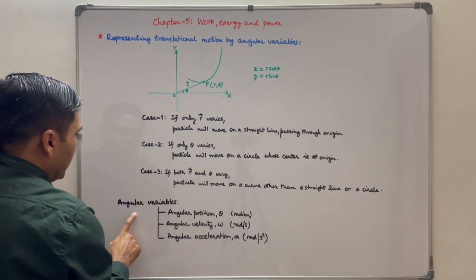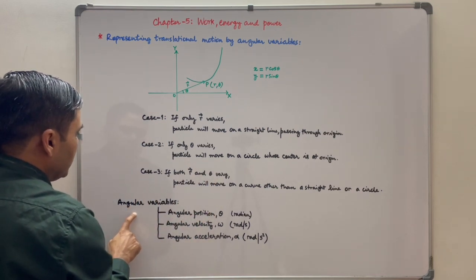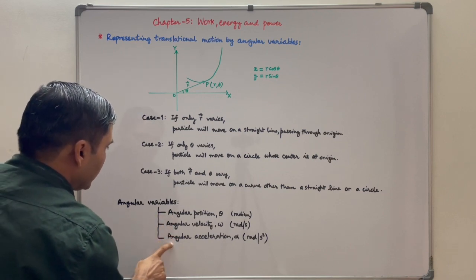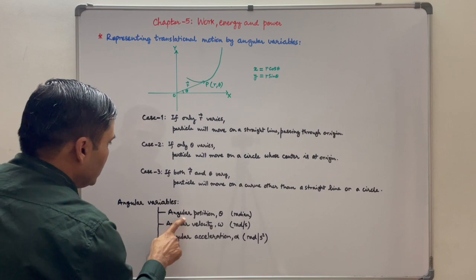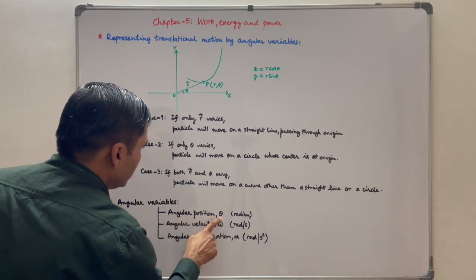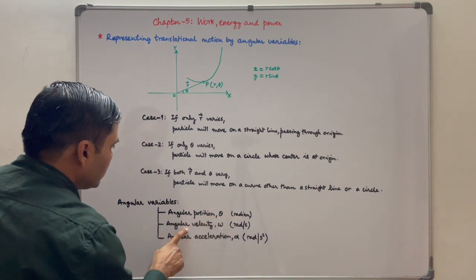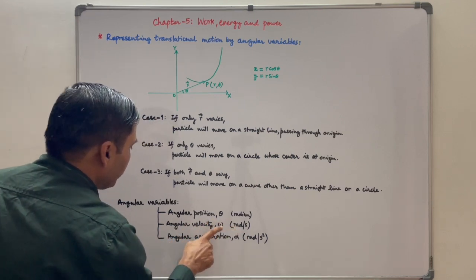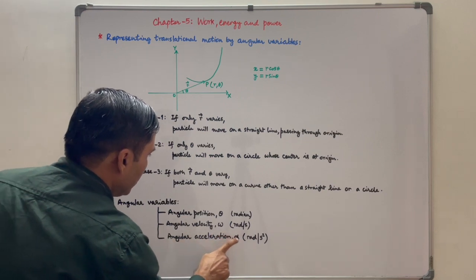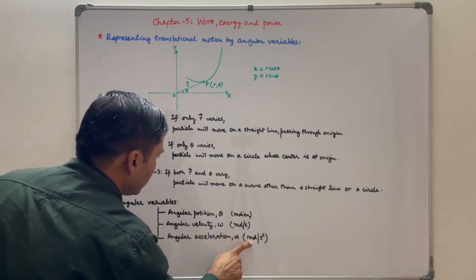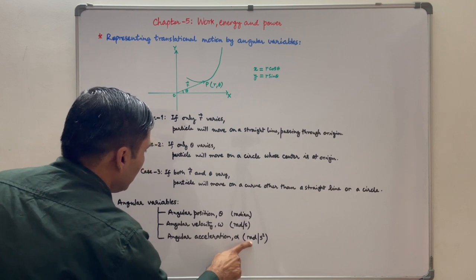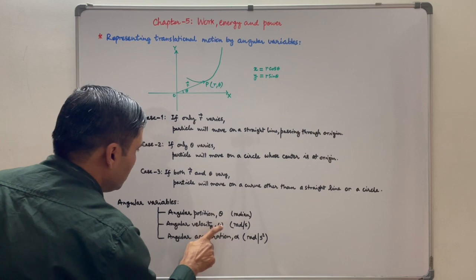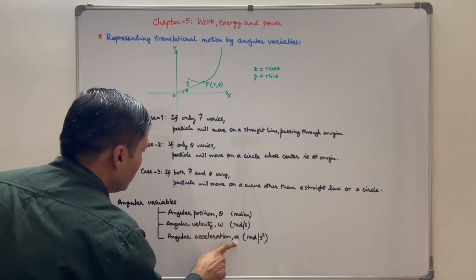Let us see angular variables. There are three angular variables we will talk about: angular position, angular velocity, and angular acceleration. Angular position is represented by theta. Its unit is radian. Angular velocity is represented by omega. Its unit is radian per second. Angular acceleration is represented by alpha. Its unit is radian per second square. They are analogous to position, velocity, and acceleration, that is x, v, and a in rectilinear motion.